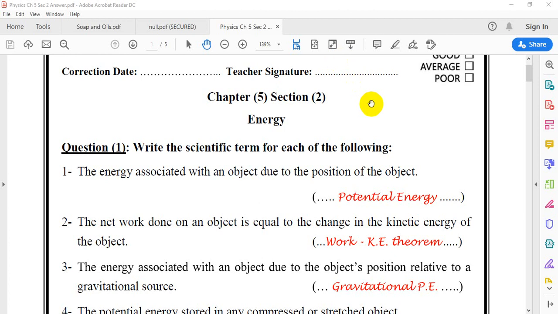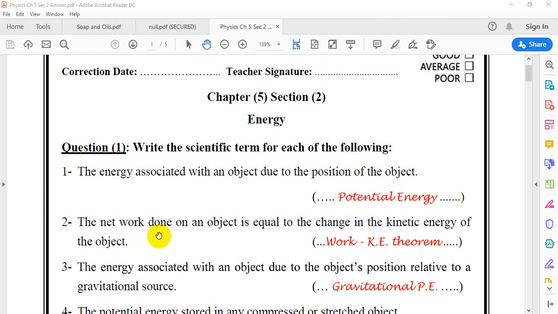Today we'll review Chapter 5, Section 2, Physics. Question 1. Write a scientific term for each of the following. The energy associated with an object due to the position of the object. Position is related to potential energy.